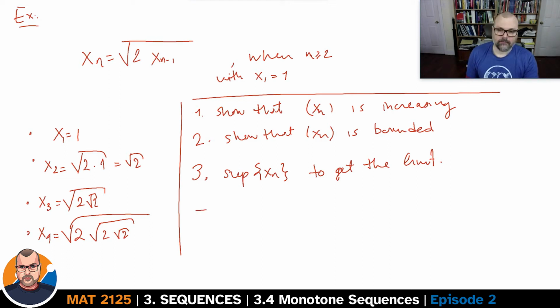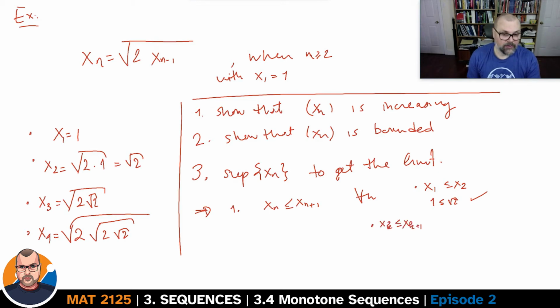How do we show that it is increasing? We need to show that xn is smaller than or equal to xn plus 1 for all n. This is something we do by induction. The base case: is it true that x1 is smaller than x2? Well, x1 is 1, x2 is the square root of 2, so that holds up. The next case: let's assume that xk is smaller than xk plus 1, which is to say we assume that the square root of twice xk minus 1, which is exactly the value of xk, is smaller than the square root of twice xk.